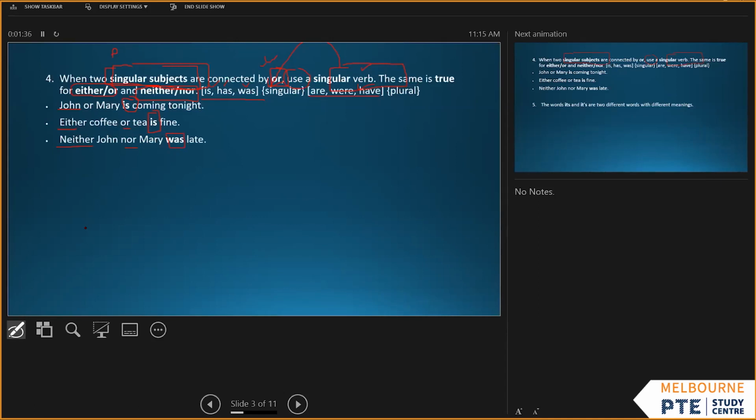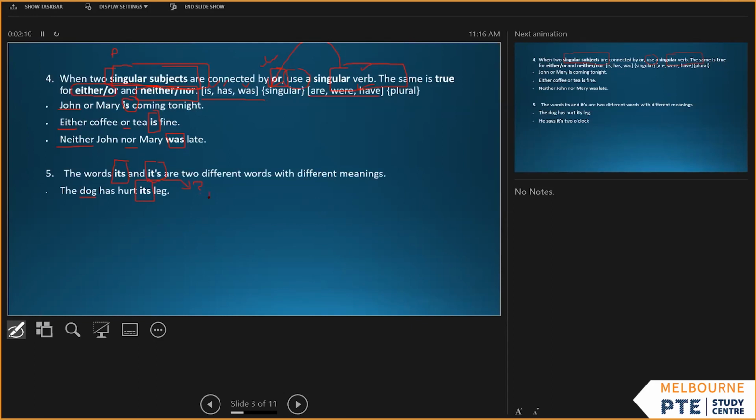Now, talking about the next rule. This one says that the words it's and its are two different ones. What is the difference? Let's take this example: the dog has hurt its leg. This is its. What do you think it is referring to here? Yes, it is referring to the dog.